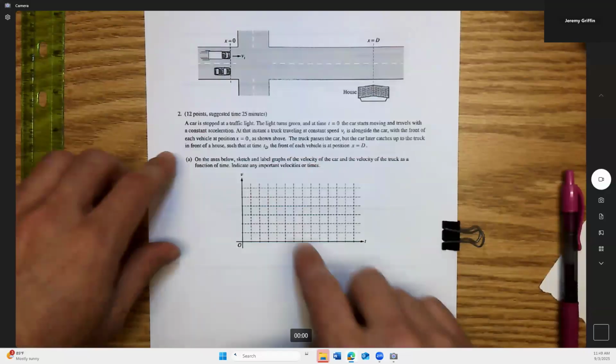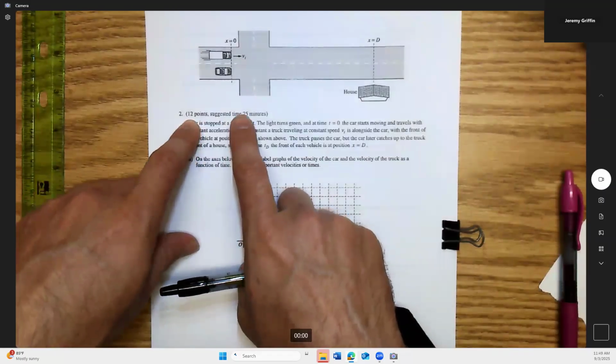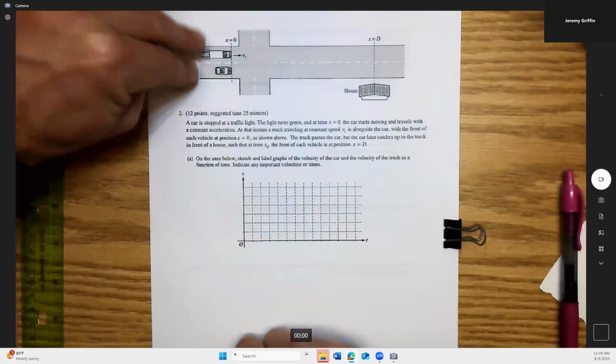So you guys have it says 12 points, suggested time 25 minutes. Now the old standard was 12 points. So okay, you guys got the truck versus the car.